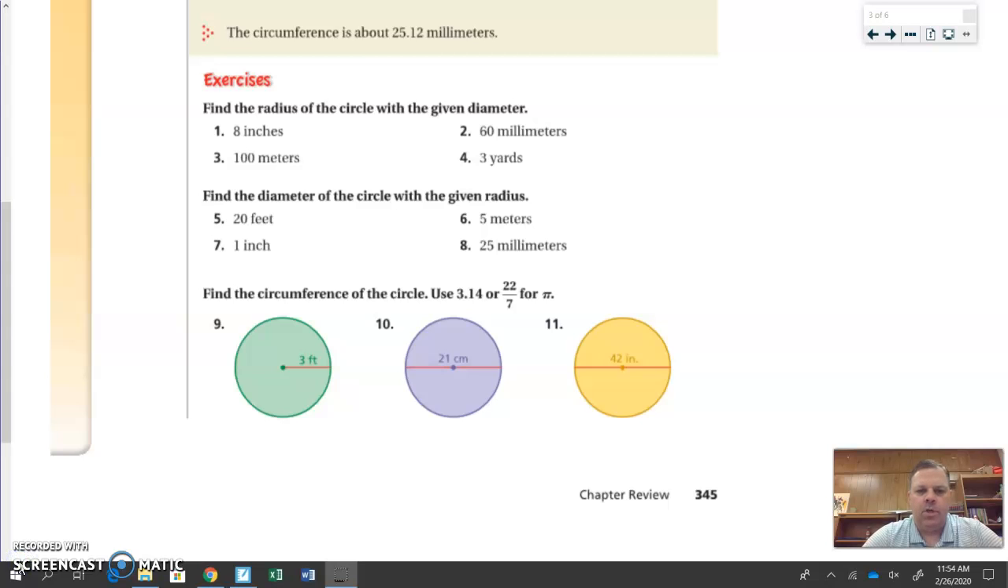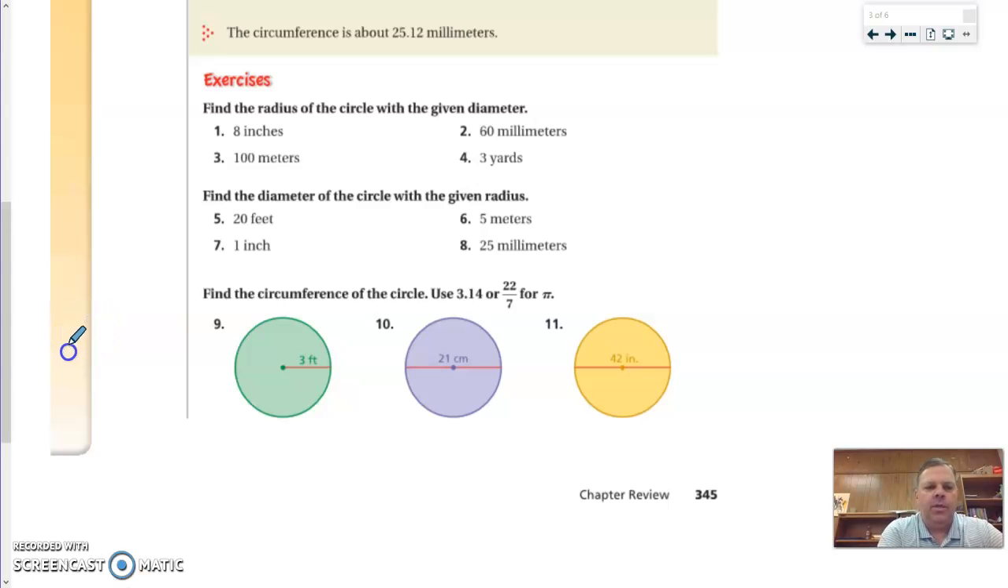Our next set of examples is finding the circumference of a circle. Remember, you can use 3.14 or you can use 22/7. We will not be using the pi button on our calculators, and this is one of the formulas that we will not have up on the board.